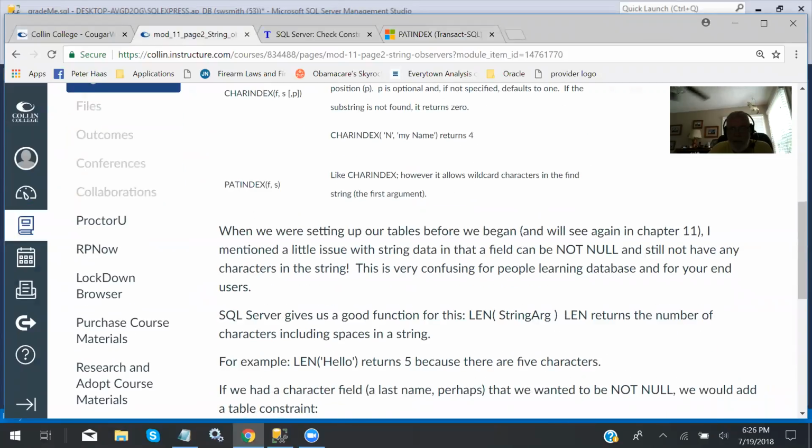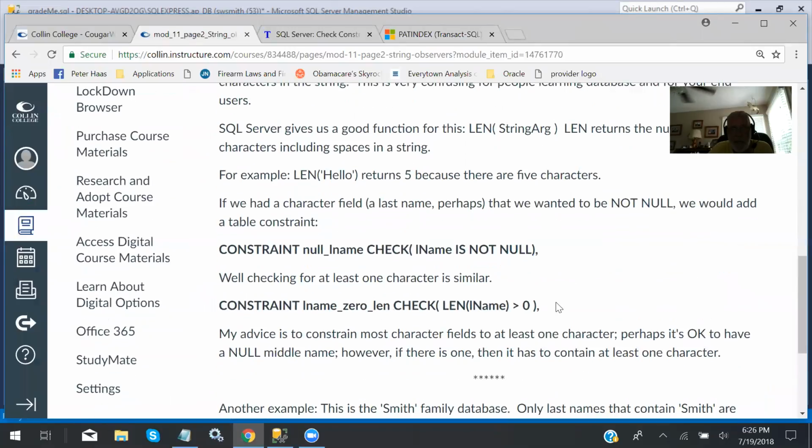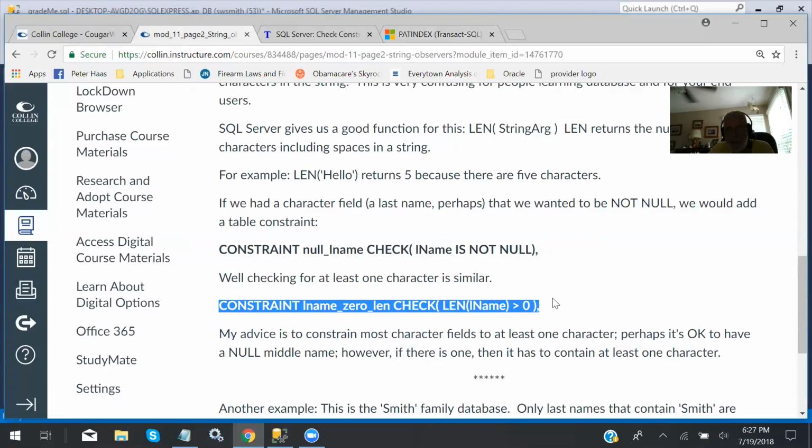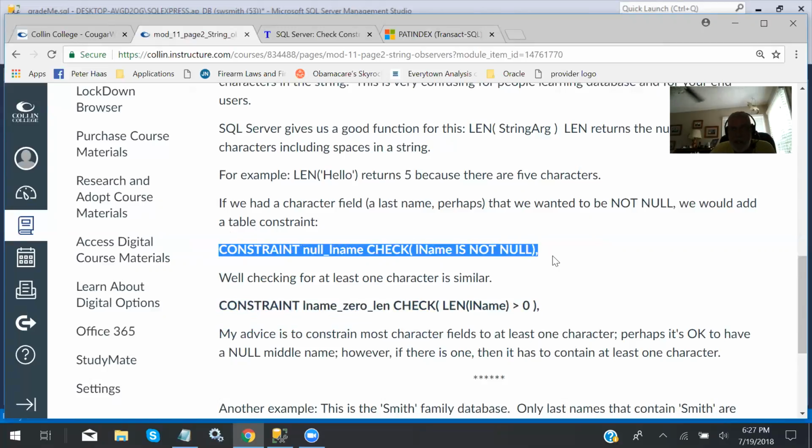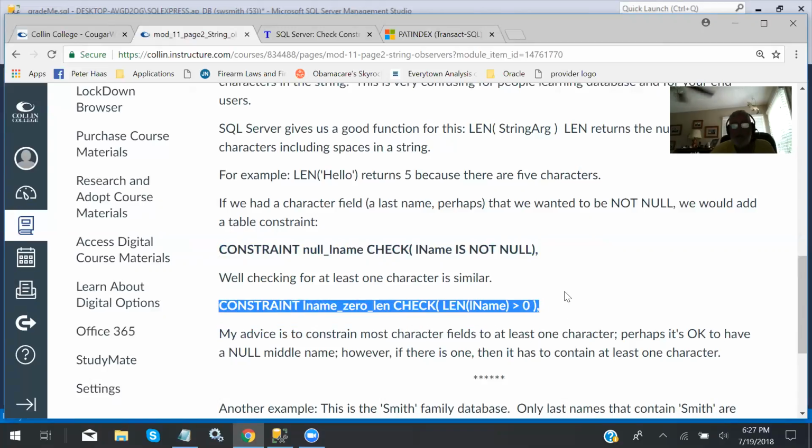So when we were setting up our tables, the null string, so I would check that the length is greater than 0, that would also eliminate L names being null. You do not have to have both of these. This one only checks for null, but if I check for the L name greater than 0, I also eliminate nulls. It's okay if you write 2 of them, but for the most part, I would put this one first, and then that would throw it out immediately.